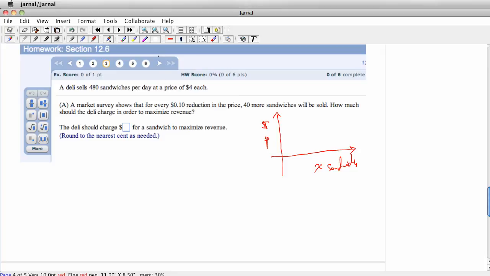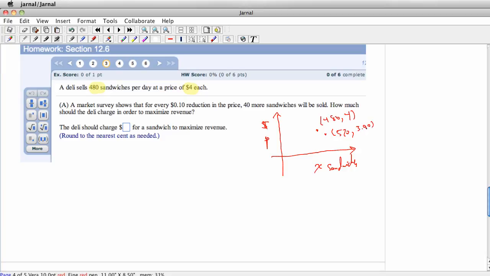This piece of information that we're given to start with, 480 sandwiches cost $4 each, gives us a point on this line. So there's going to be a point here that has x equal 480 and p equal 4. So that would be the point (480, 4). A 10-cent reduction of price would take us down to $3.90 for price, and it says that 40 more sandwiches would be sold. So 40 more sandwiches would be a level of 520 sandwiches at a price of $3.90.